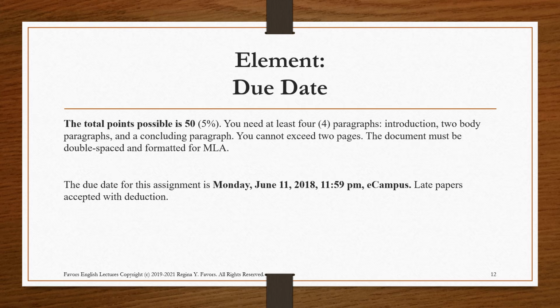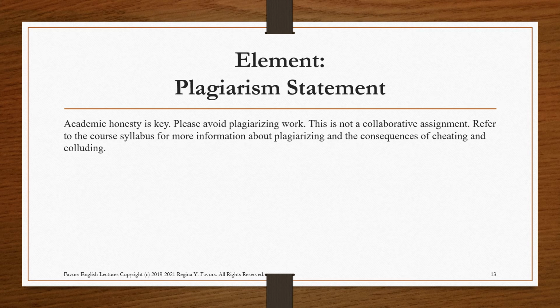And then, of course, this is worth 50 points. Students have X amount of time to complete this assignment. There's always a due date attached to it. And then there are directions about how the document should be double spaced, formatted for MLA, because this is an English class. And then late papers are accepted with a deduction. You get to determine what that deduction is based upon your goals for the course and that assignment. So here's the plagiarism statement. Academic honesty is key. Please avoid plagiarizing work. This is not a collaborative assignment.